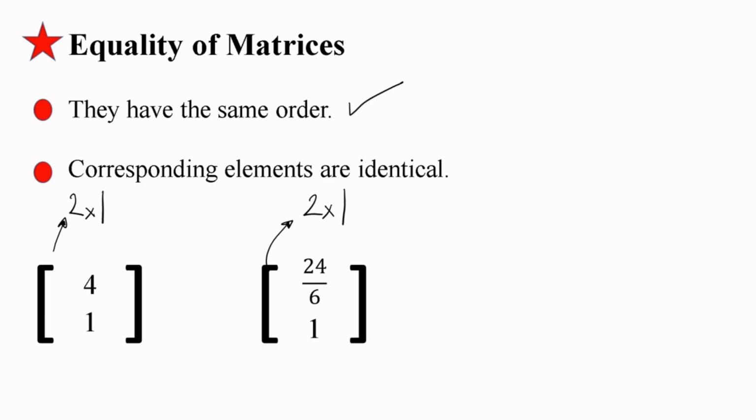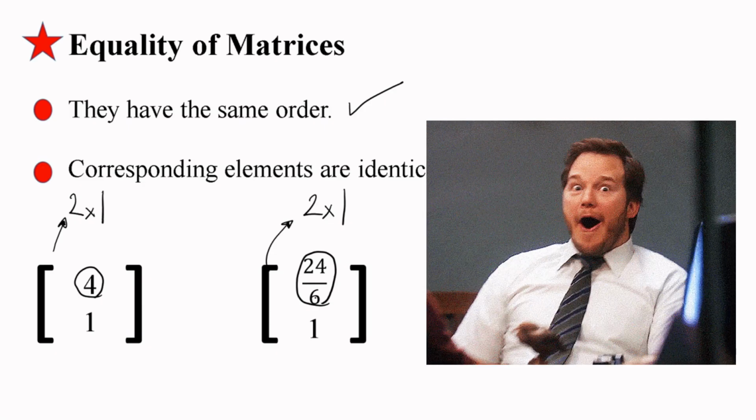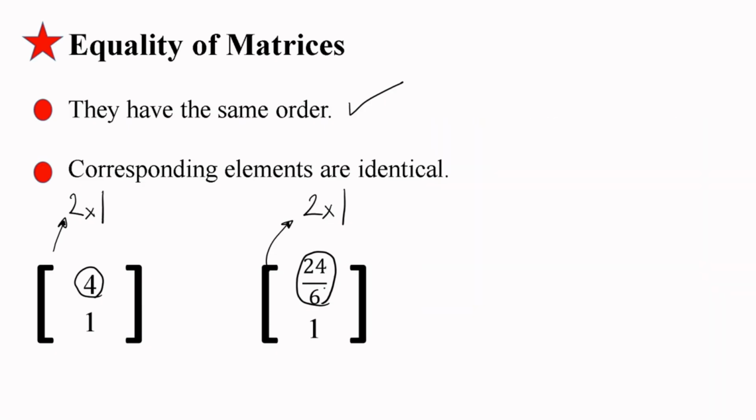Let's talk about the second condition. Corresponding elements must be equal. Look at the first element. This is 4 and this is 24 over 6. You may think, no, they are different. But if you simplify that, you will realize that 24 over 6 is equal to 4. So these two elements are equal with each other, and both of these elements are 1. So these two matrices are equal to each other.